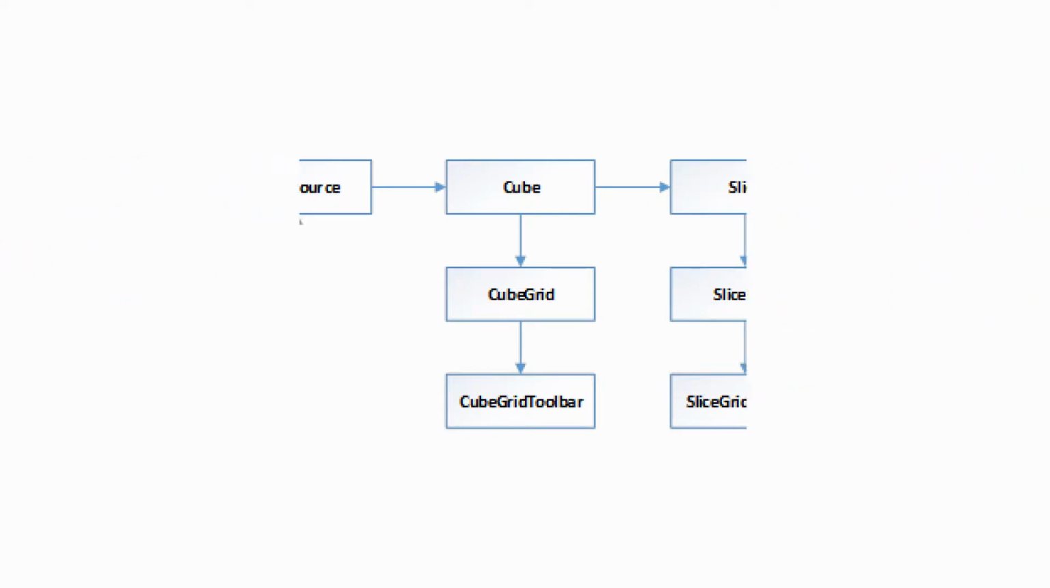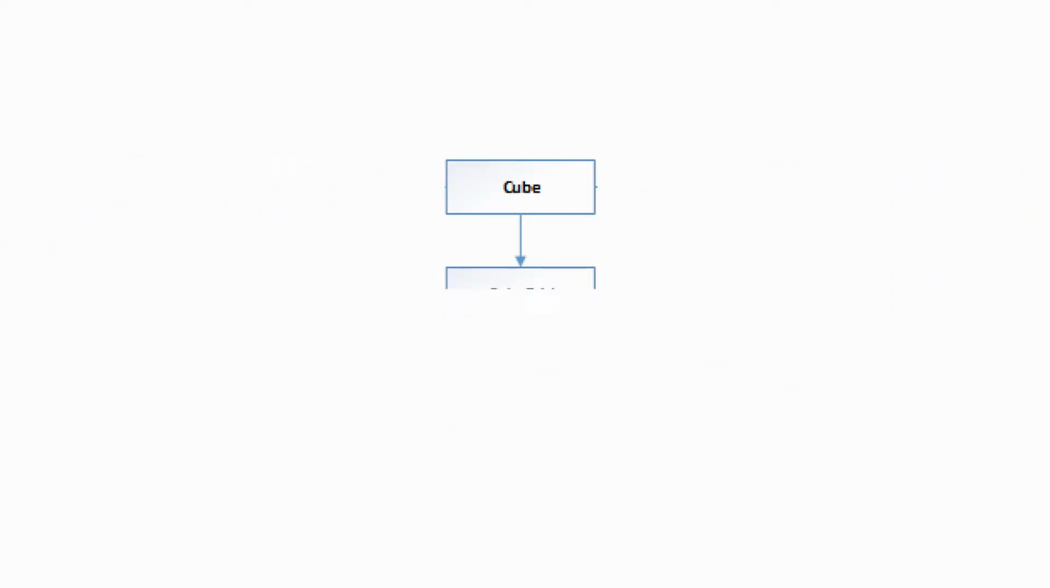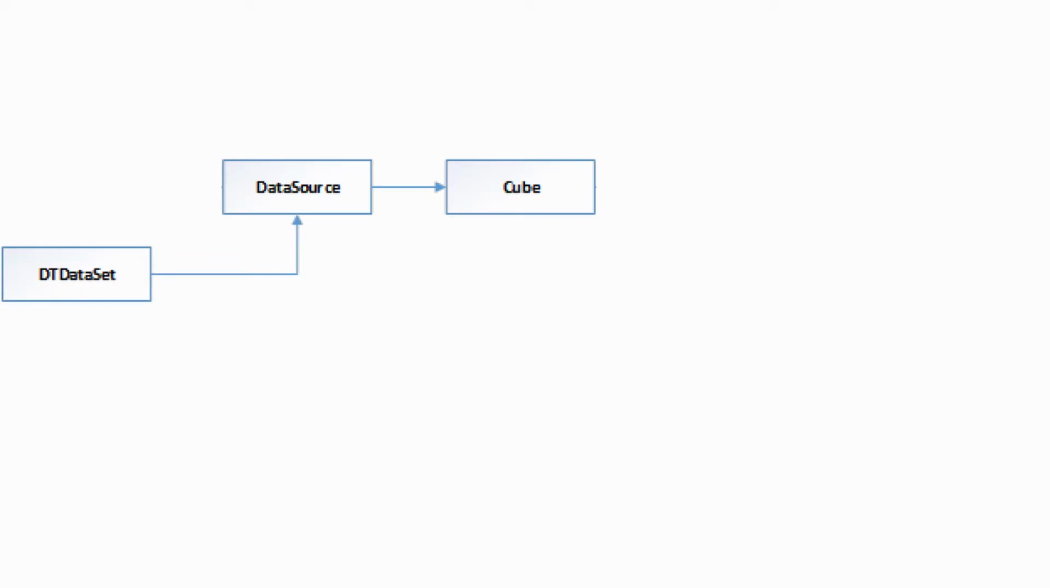We'll start from the middle, and from the non-visual components. The cube is the main component that loads a cube and receives the data. The data can come, for example, from a file, a stream, or from a data source component. This component can store a data source, and it can receive its data from a dataset. There are two dataset components in FastCube: DT dataset that receives the data from a data table, and DB dataset that receives it from a database.